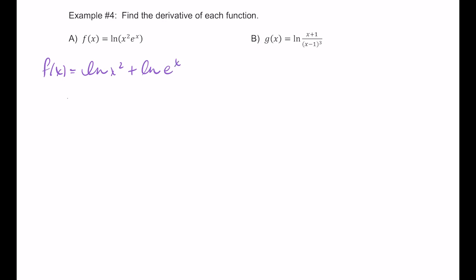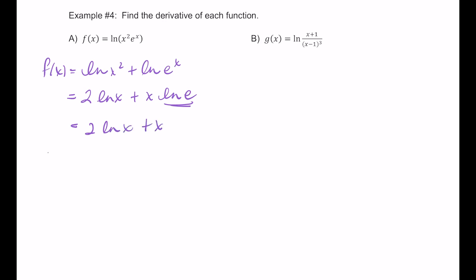And using my power rule for logs, the 2 can come down in the front, just like the x can come down in the front. And if you'll recall, the natural log of e is 1. So all you're left with is 2 times the natural log of x plus x.